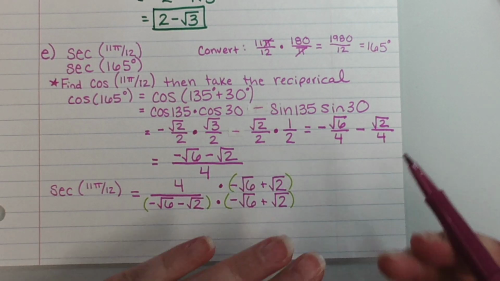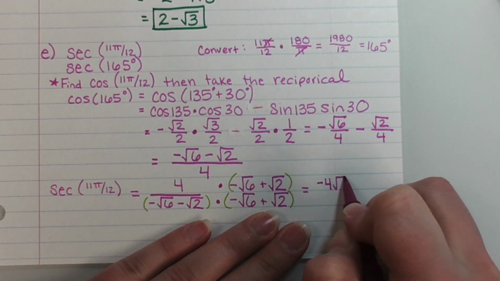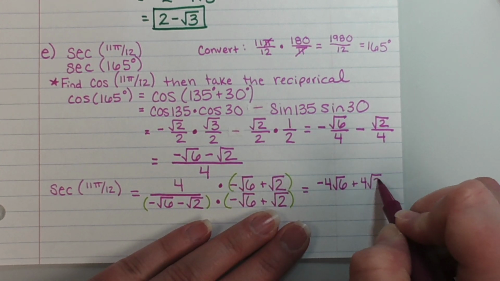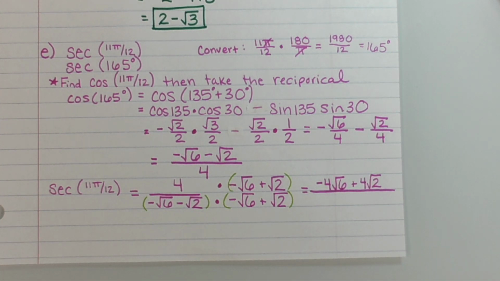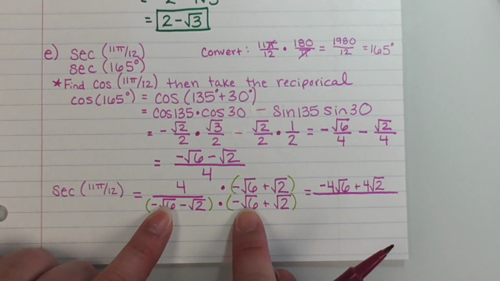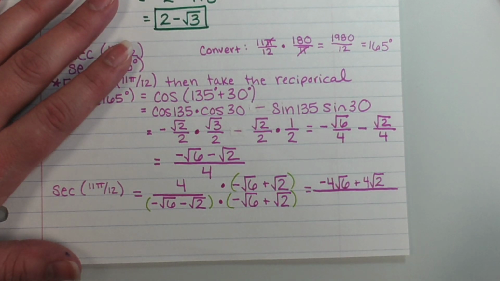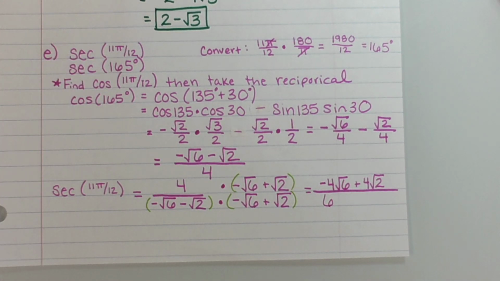I'm distributing the 4 to this. 4 times negative square root of 6 is negative 4 root 6. 4 times square root of 2 is 4 root 2. Over. Negative square root of 6 times a negative square root of 6, positive square root of 36. If I recognize it's a positive square root of 36, can I jump directly to positive 6? Yes. If you don't do that, that's okay. You're going to get there eventually.